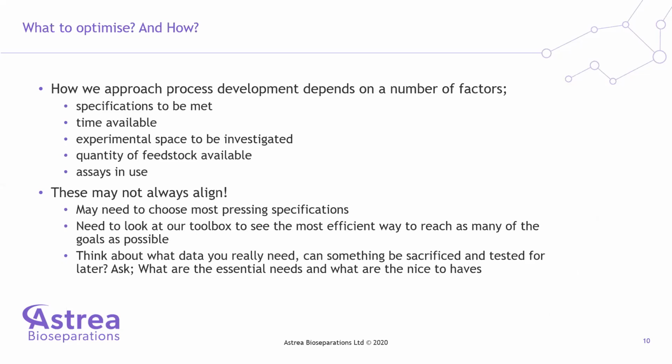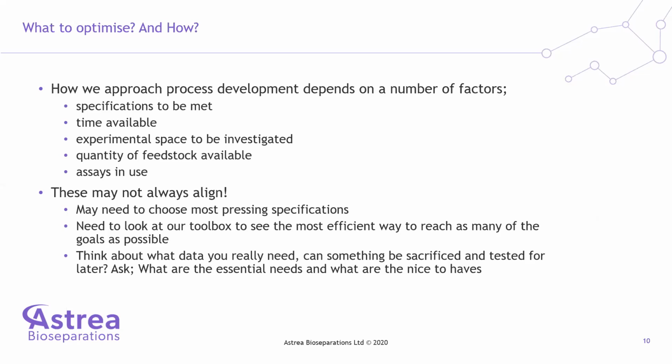So what would you optimize, and how would you go about doing it? When we're designing our experimental approach, we need to think about a number of factors. What are the specifications that we need to meet? How much time do we have available? What is the experimental space that we can investigate? What quantity of feedstock do we have available to us to do this? And what assays are we using?